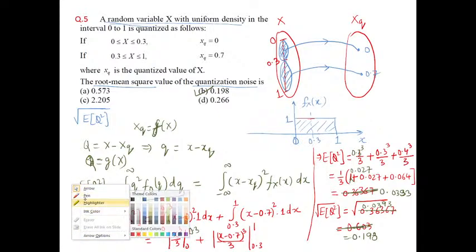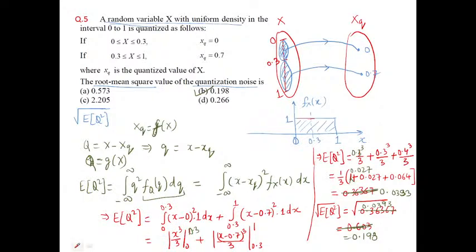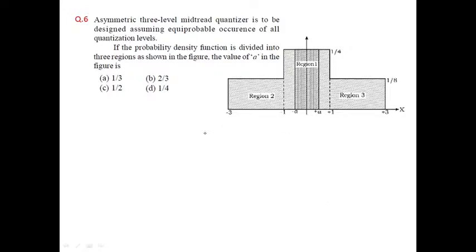So we were discussing question number 5, and we had committed one careless mistake, one calculation mistake, and finally the answer comes out to be 0.198. So only this last step was left out. So continuing with the sixth question.